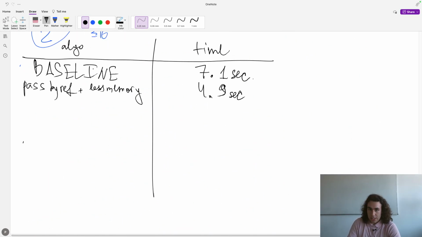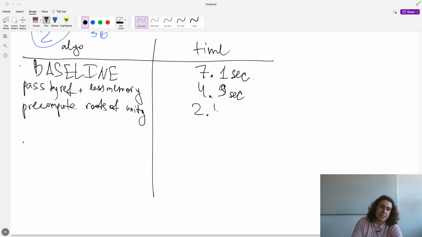How does this influence our time? So pre-compute roots of unity. This takes 2.4 seconds. We more than halved our time complexity. So obviously this was our bottleneck.